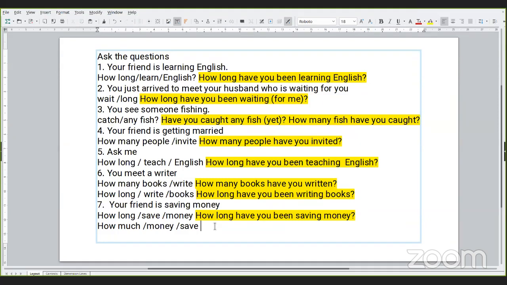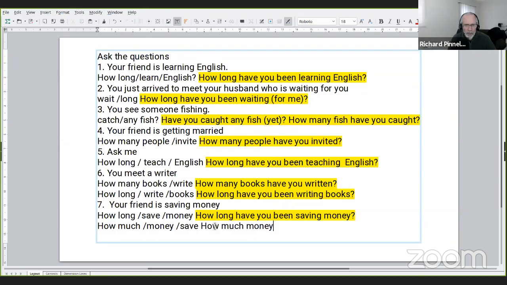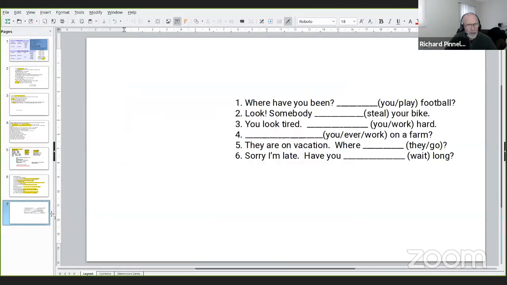How much money have you saved? Very good. In the present perfect, sometimes called the present perfect simple. Let's continue. There's six more questions.